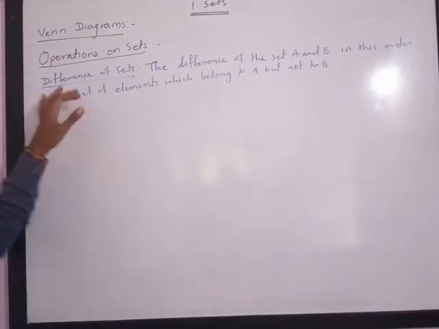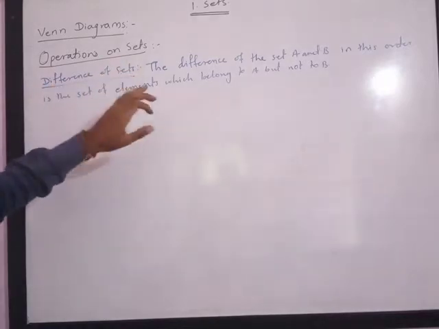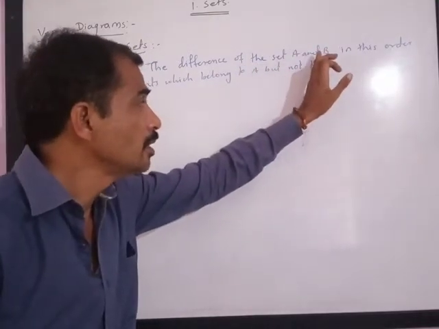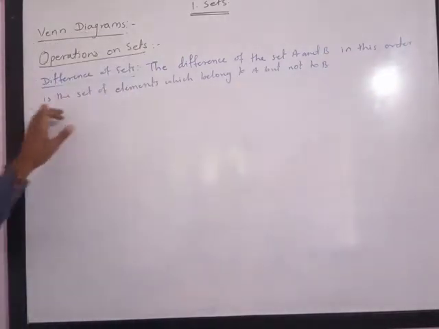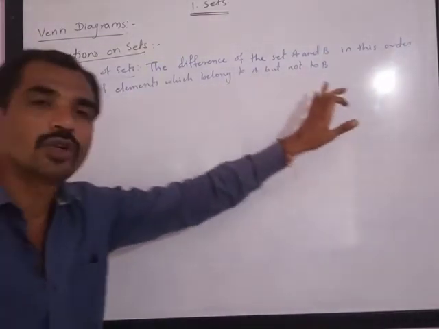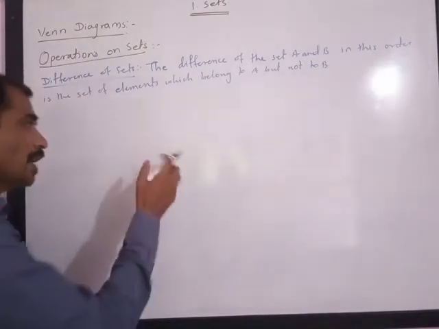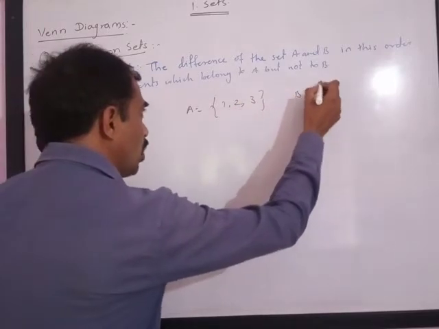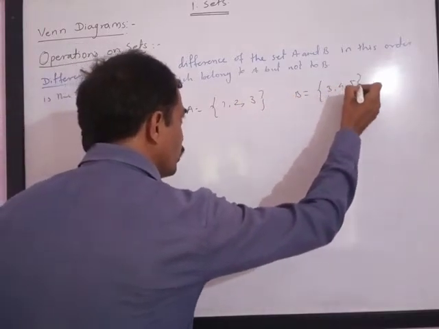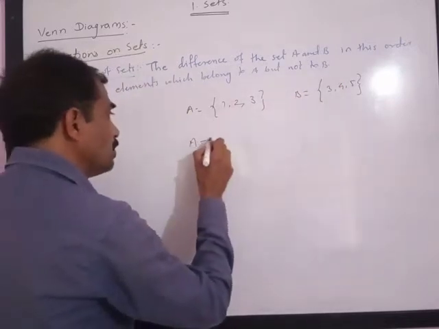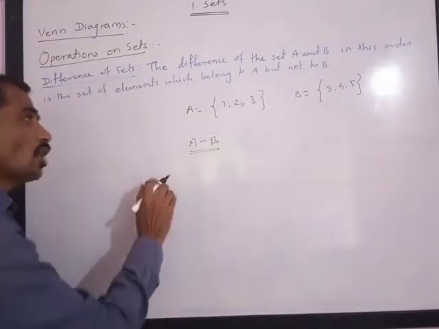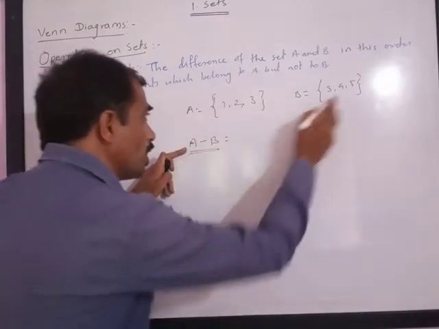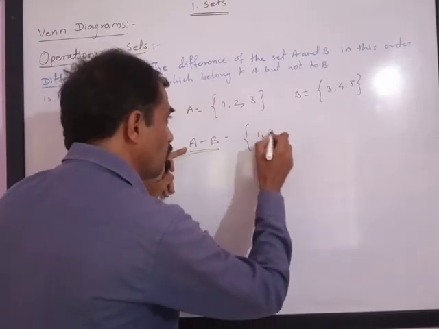Next point, and the last point of this topic, is difference of sets. The difference of the sets A and B in this order, that is A minus B, is the set of elements which belong to A but not to B. Now let us try to understand this with the help of an example. If A is the set of 1, 2 and 3 and B is the set of 3, 4 and 5, then A minus B is equal to the set of all the elements which are there in A but not in B. This is equal to the set of 1 and 2.